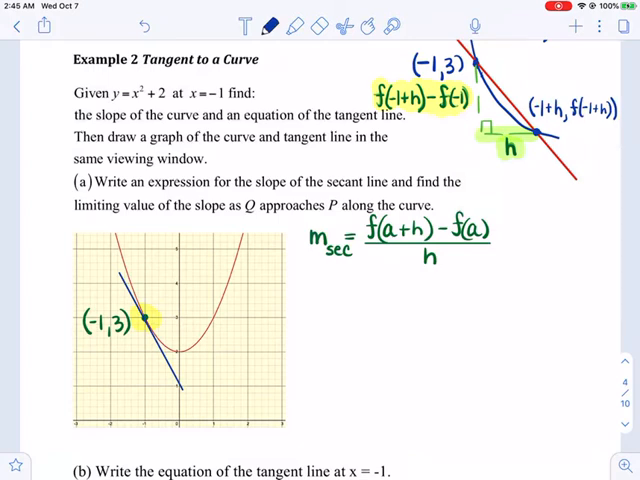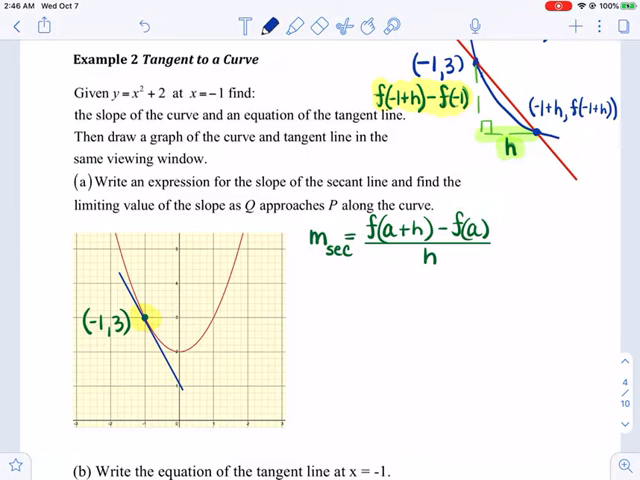Okay, given y equals x squared plus 2 at x equals -1, find the slope of the curve and an equation of the tangent line. Then draw the graph of the curve and the tangent line in the same viewing window. I saved you a little trouble here and just put the graph on for you.